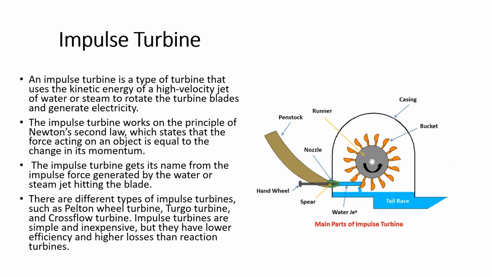The impulse turbine gets its name from the impulse force generated by the water or steam jet hitting the blade. There are different types of impulse turbines, such as the Pelton wheel turbine, Turgo turbine, and cross-flow turbine. Impulse turbines are simple and inexpensive, but they have lower efficiency and higher losses than reaction turbines.